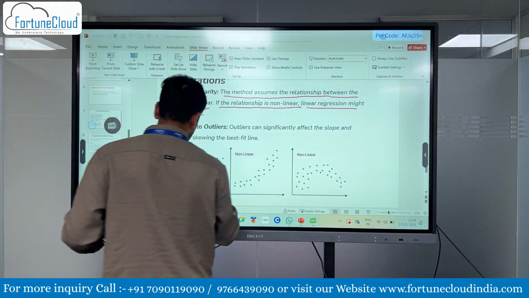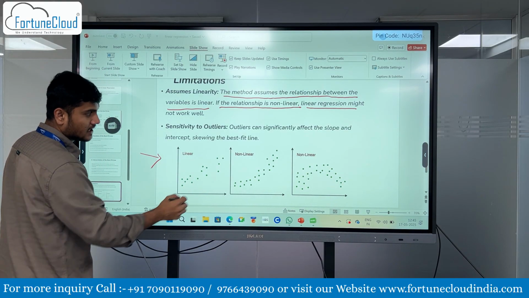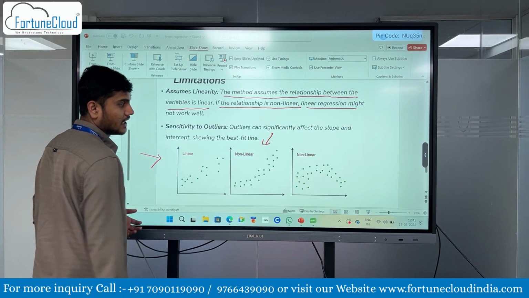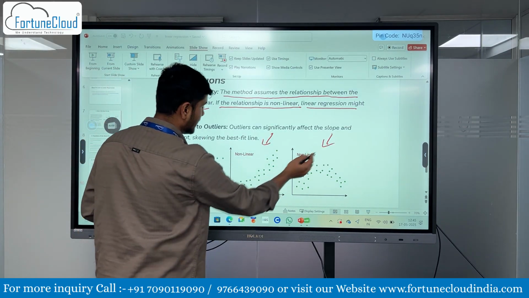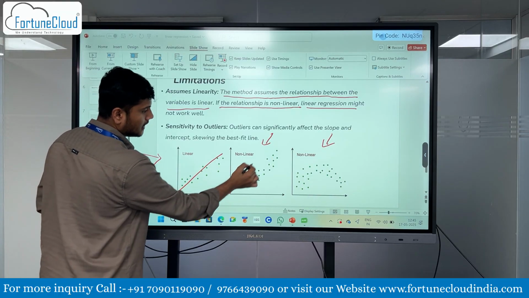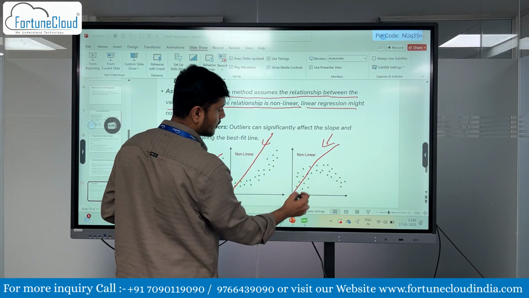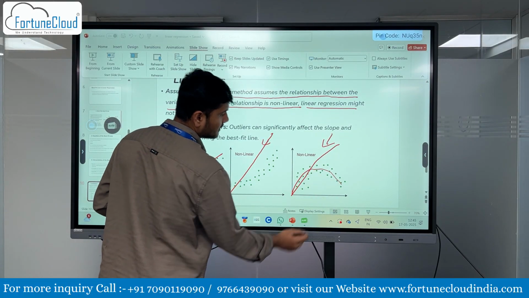You can see here how linear data looks like. This is how non-linear data looks like, and this is also non-linear data. If I put a line on the linear data, it will work properly, but here it won't work properly. And what about this? Here also it won't work properly.